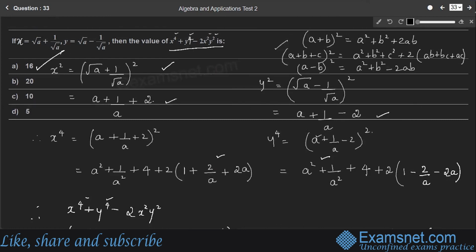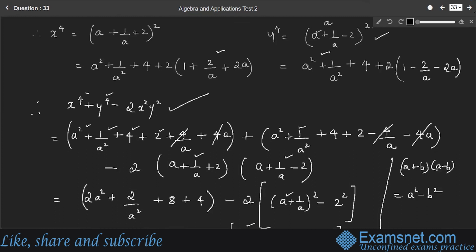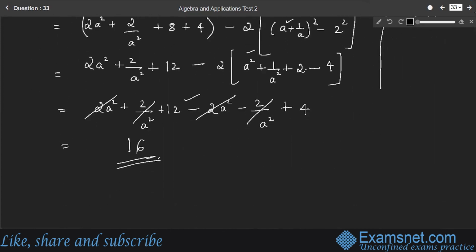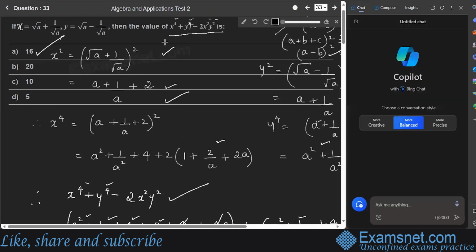So, here, students, in this question, we are directly finding the values of x square and y square, then x raised to 4 and y raised to 4, using the formulae: (a + b) the whole square, (a + b + c) the whole square, and (a − b) the whole square. We substitute the values of x raised to 4, y raised to 4, x square and y square. After simplification, you will get 16 as the final answer, right? So option A is the right answer.